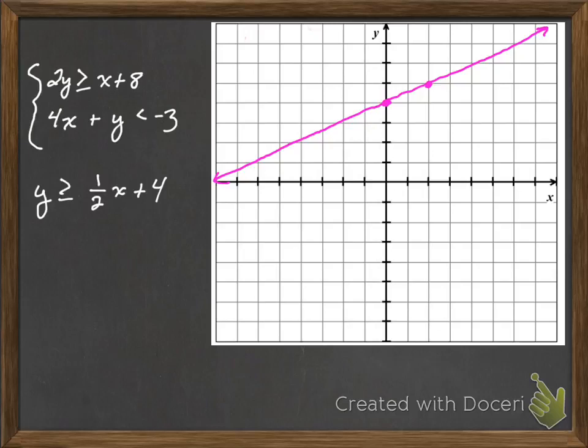Shading is greater than or equal to, so we would shade above this line. We'll just keep that in mind as we graph the next one. All right, so the next one, we could use the intercepts. Let's use the intercepts here. We could graph it either way, it doesn't really matter.